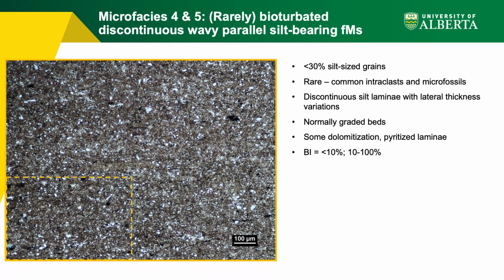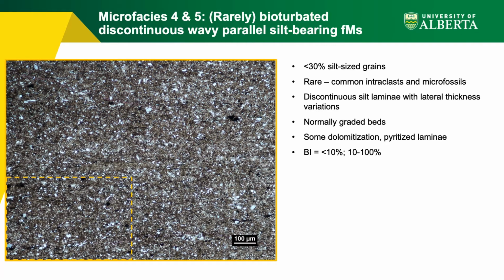Microfacies 4 and 5 are compositionally identical, they just differ in the intensity of bioturbation. So microfacies 4 is the rarely bioturbated, discontinuous, wavy-parallel laminated, silt-bearing fine mudstone, and microfacies 5 is the bioturbated equivalent. Overall, microfacies 4 has bioturbation in the range from 0 to 10%, and microfacies 5 ranges from 10% to 100% bioturbated. These two microfacies have a detrital silt content of less than 30%.